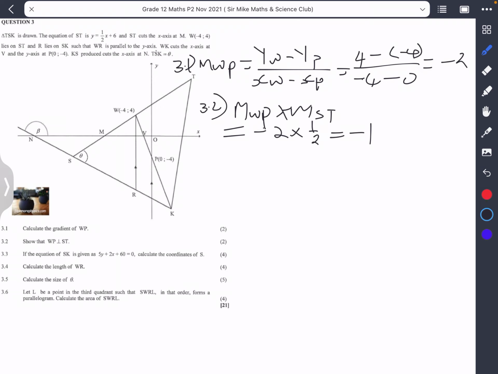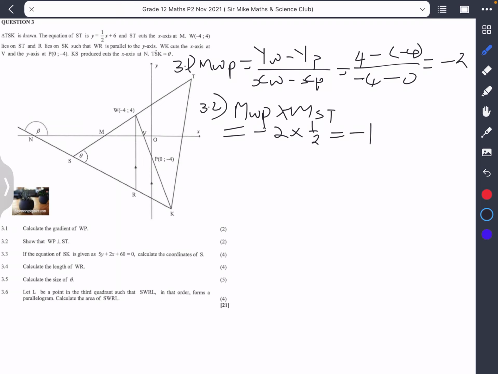Now the following question, they say the equation of SK is given as 5y plus 2x plus 6 equals 0. Now that line SK is actually a straight line. Normally the equation of a straight line, so this would be for 3.3.